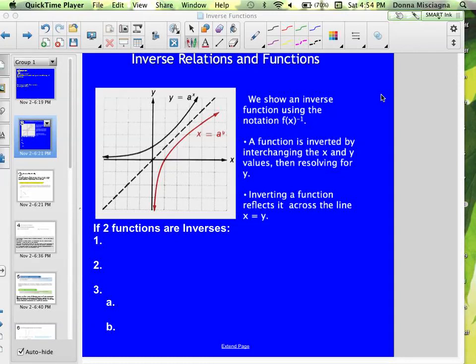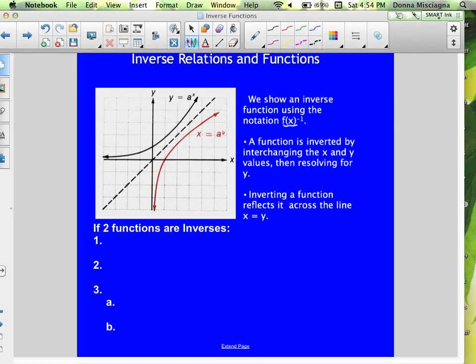Welcome. In this lesson, we're going to be learning about inverse relations and functions. We show an inverse function using the notation f of x and what looks like an exponent of negative 1. But that's not an exponent. I want you to put this in your notes: f of x with that negative 1 that looks like an exponent means inverse of the function. Specifically, this would be the inverse of some function f of x.